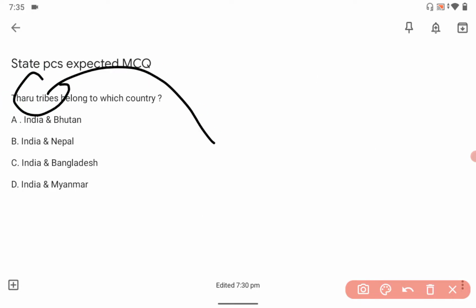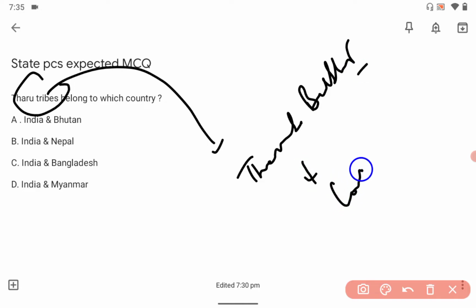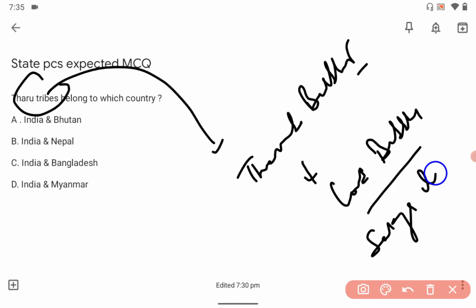And the Tharu tribes also belong to Theravada Buddhism, right? And they claim ancestry from Lord Buddha, right? Or you can call Sakya clan, right? Got it?